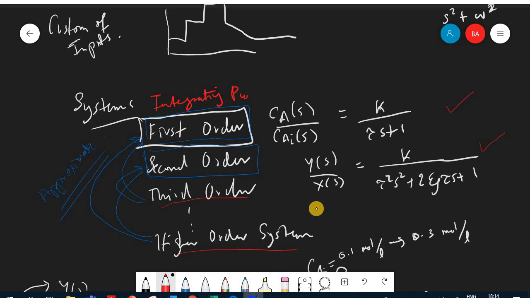Very similarly, we can also apply this to an integrating process, and we'll take this, of course, in another lecture.